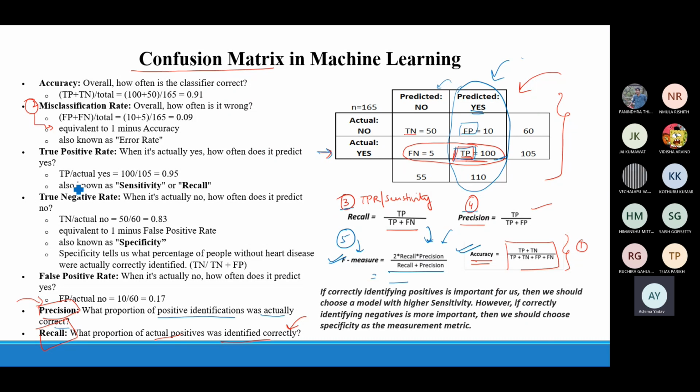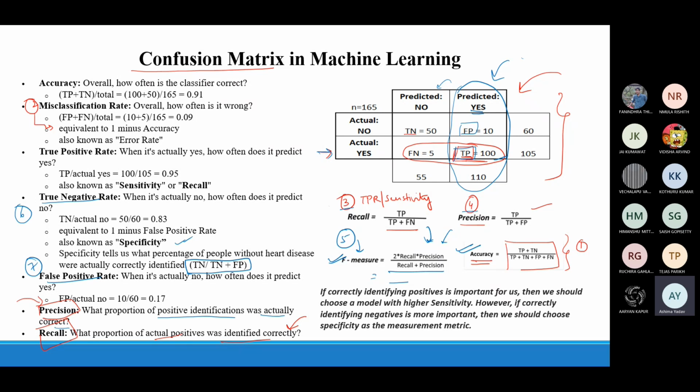Now, we have various other metrics also, like if you want to calculate the true negative rate, or the false positive rate. These are the formulas for them. The true negative rate is also known as specificity. So these are the different evaluation metrics which we use.